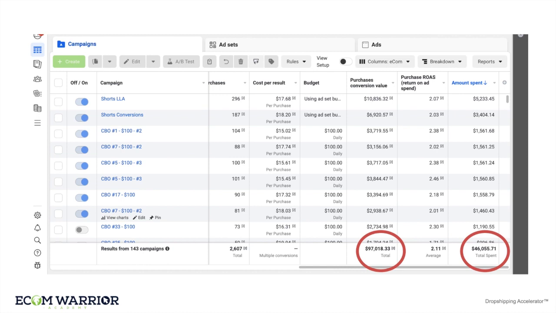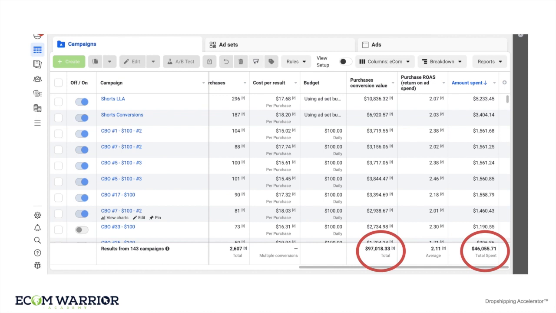So Facebook only tracked $97,000 worth of sales, leaving my ROAS at 2.11, which is incorrect because, as I showed you guys previously, I did $146,000 in sales. So essentially what this should look like, on the right-hand side, it should say amount 46,000, which is correct. But then for the purchase conversion value, instead of saying 97,000, it should say $146,000. And that will give you a much better and accurate ROAS.